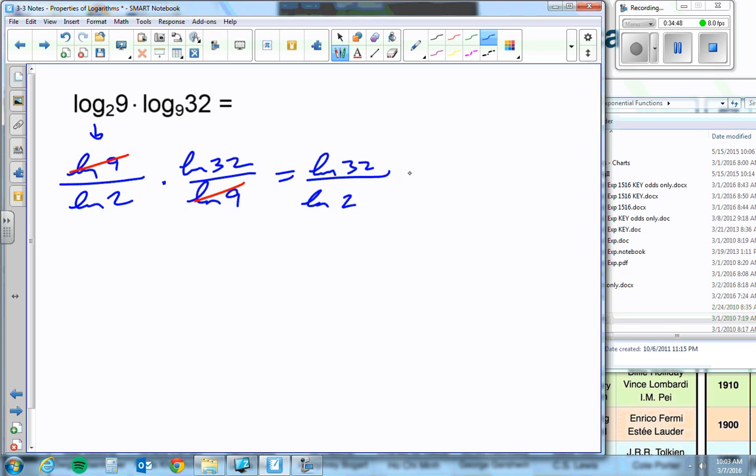which means I get natural log of 32 over natural log of 2, and I can use the change of base formula in reverse now. So now it's log base what? 2 of 32. And you get it written like this, and the answer is, because 2 to the power of 5 is 32, therefore log base 2 of 32 is 5.